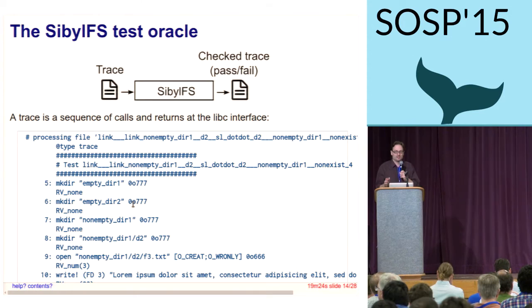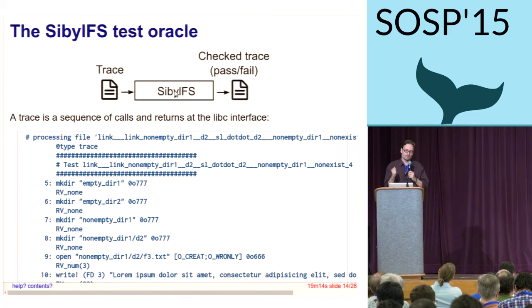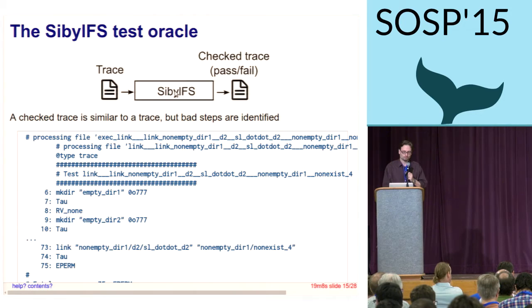So you feed the trace into SibylFS, and it gives you back a checked trace. The checked trace tells you, is this behavior okay according to the SibylFS model of what a file system is? Really, it's a pass-fail, but in fact, it gives you more than that. It gives you information about exactly what went wrong. So here's a checked trace.